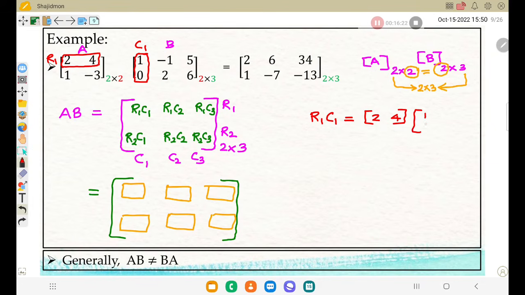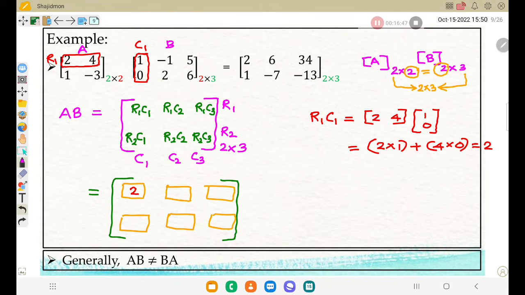Multiply first row with the first column: 1, 0. As I told you, we multiply the first number with the first number, 2 multiply 1, plus the second number with the second number, 4 multiply 0. Correct? So you will get the answer 2. So that is the first number here. Number 2. Hope you understood.